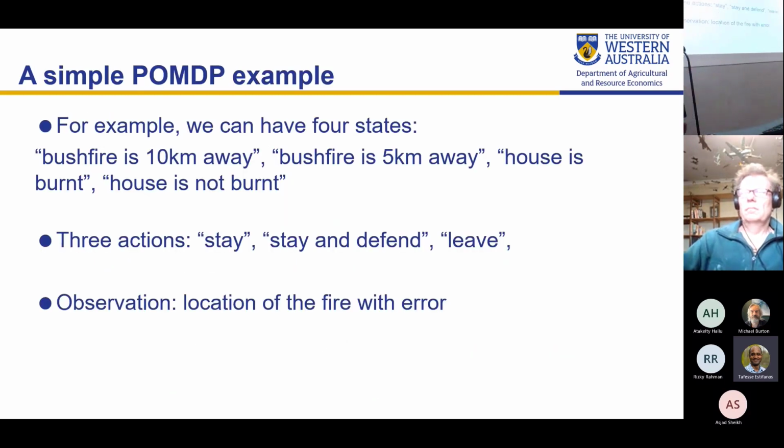So if I can continue with just those states and actions that I mentioned before. Here we have a simple POMDP example. We have 4 states: bushfire is 10 kilometers away, bushfire is 5 kilometers away, house burned, house not burned. And we have those actions: stay and defend, leave. And the observation is about the location of the fire with error, so it's not 100% accurate as well.